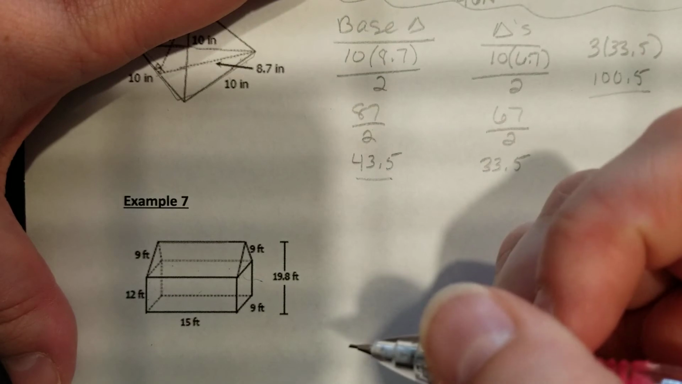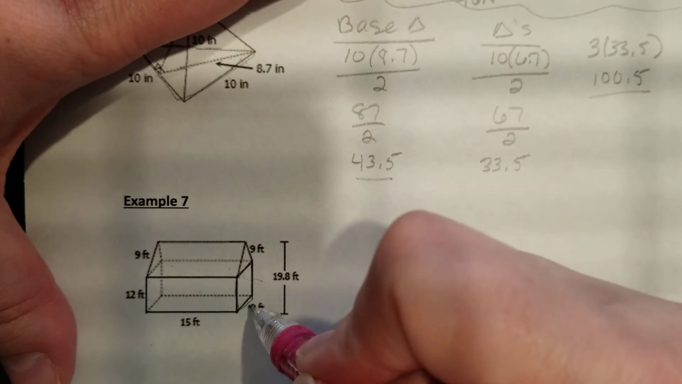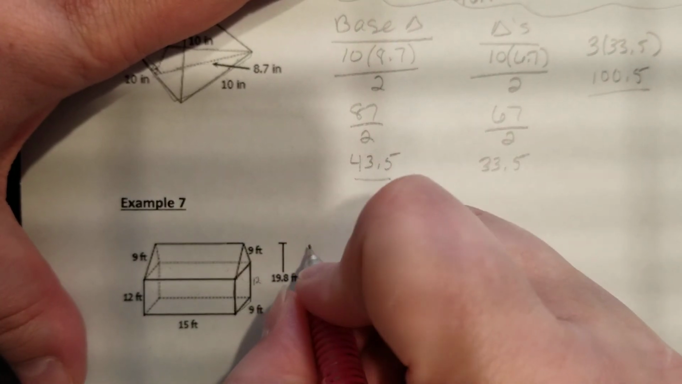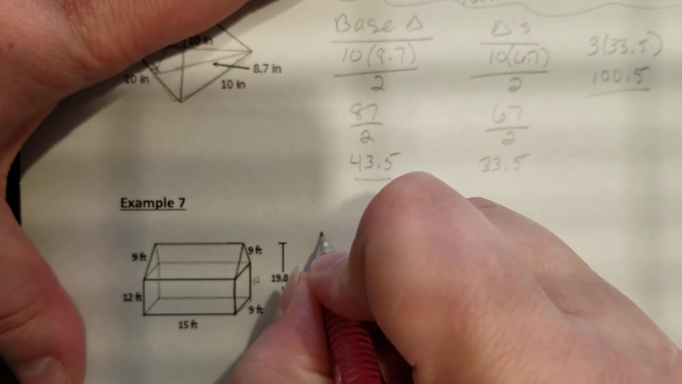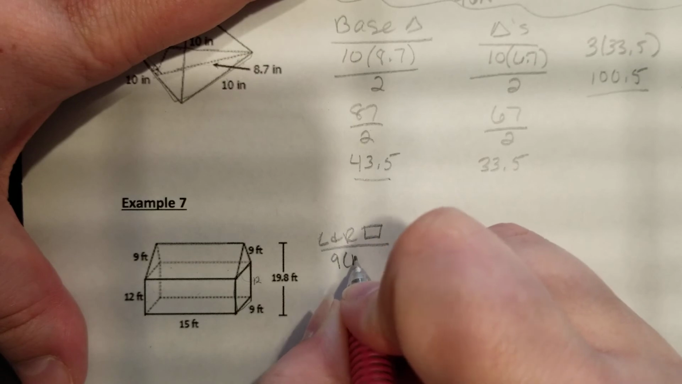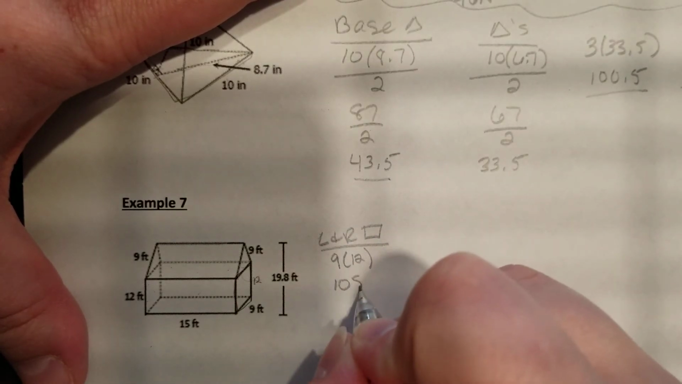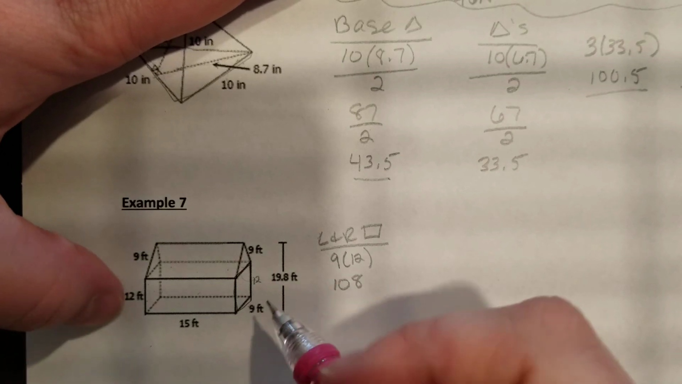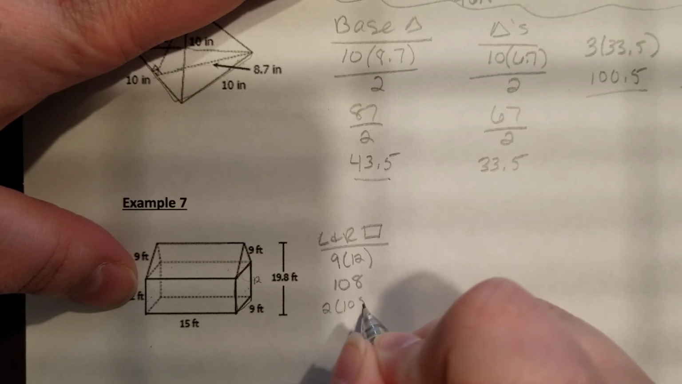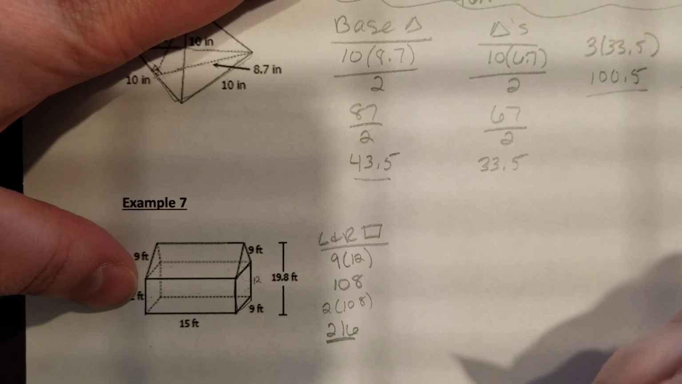So let's just start easy with these sides right here. So that's 9 and 12. So let's just call this left and right rectangles. So we have 9 times 12, which is 108. But we have two of those because we have a left and a right. So we have 216. So there's one of our numbers we're going to add together.